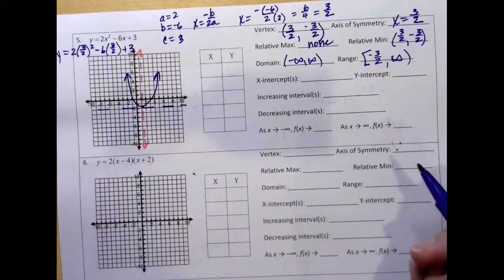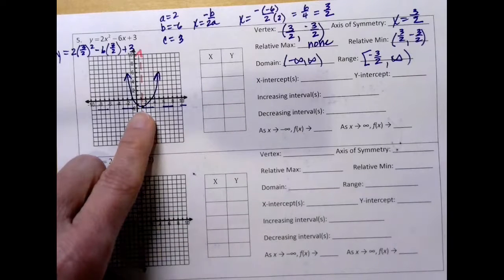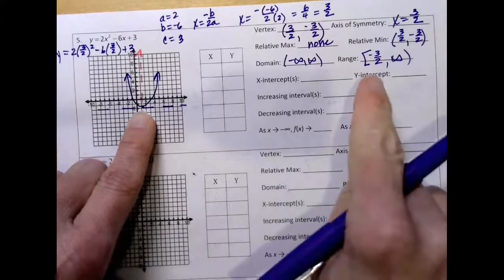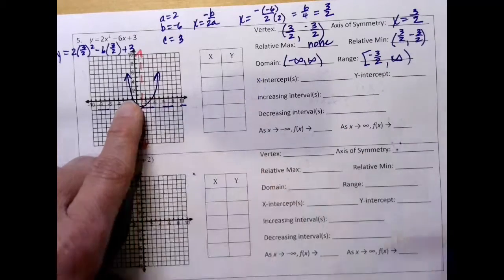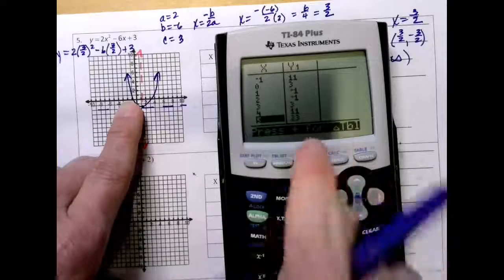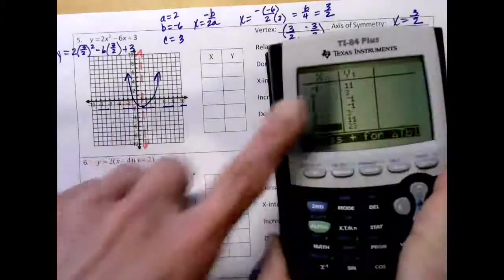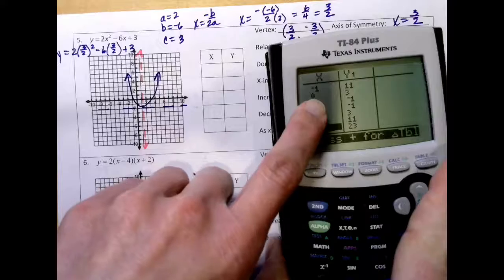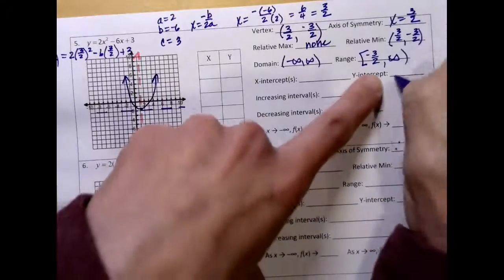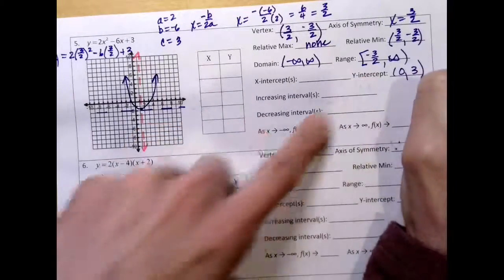My x-intercepts are going to be my zeros. So I can go back and I can look at where this crosses the x-axis. It's not pretty here, so I'm going to come back to that in a minute, but I can get my y-intercept. That one's nice and pretty. So over 0, up 3.